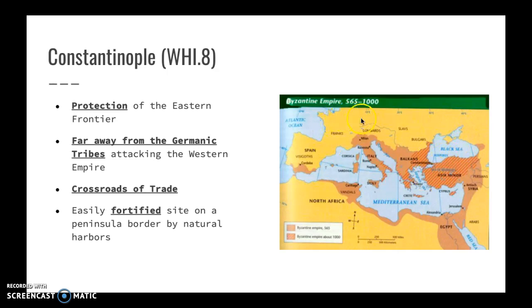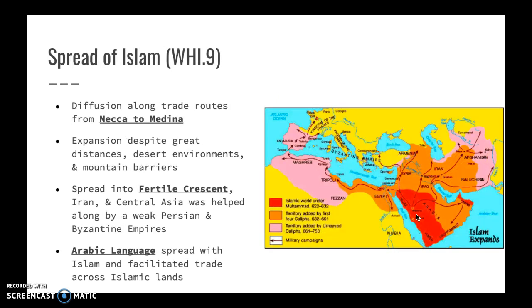It's far away from the Germanic tribes over here in France that were attacking the Western Empire. You also have its location on the Mediterranean Sea, which makes it a really good place for trade. And then as you can kind of see here, it's really rocky in here, and so it made it really fortified and defended against any sort of invaders.